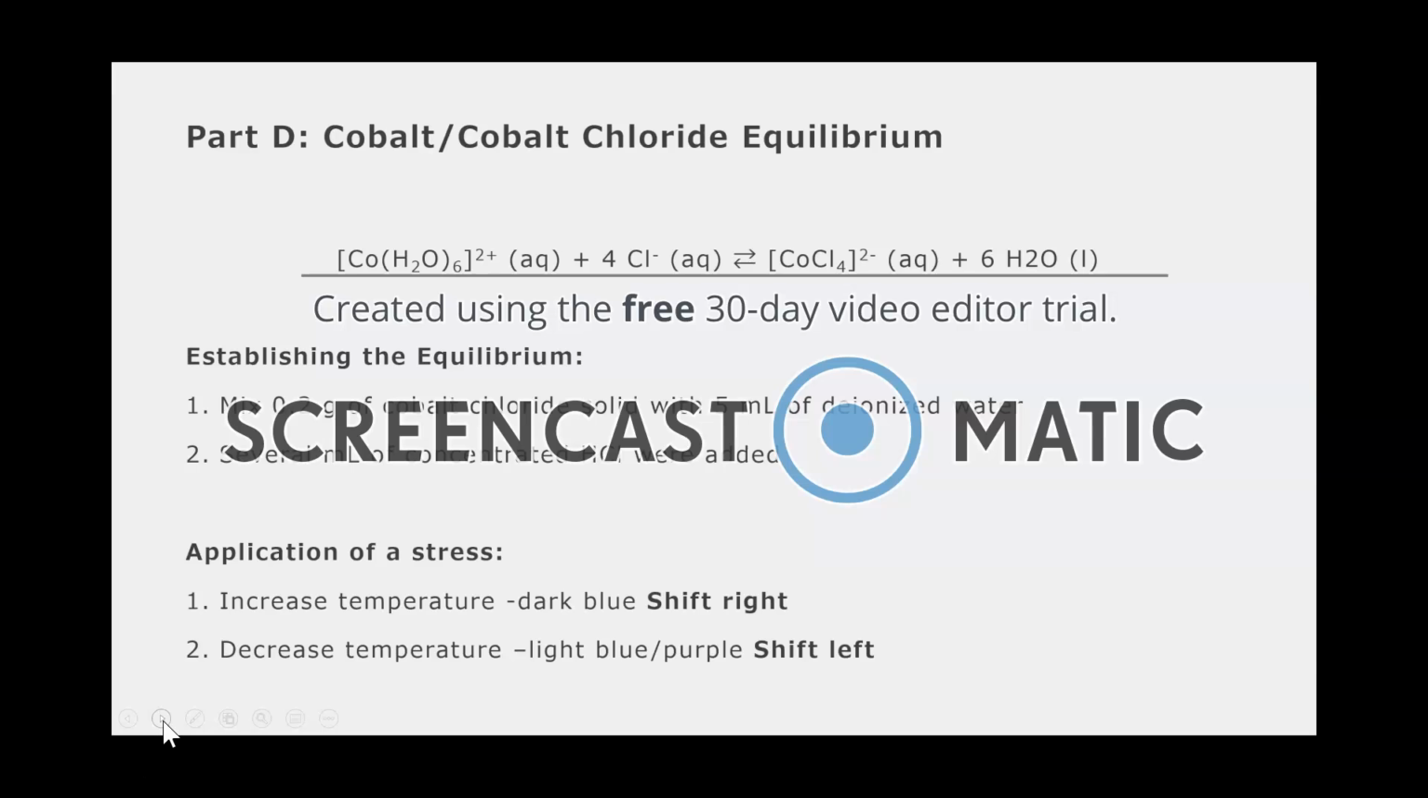There were 2 applications of stress for this equilibrium. The first was an increase in temperature, which caused a dark blue color to form. This had a shift to the right because the equilibrium wanted to move to a state of less heat. And the second application of stress was a decrease in temperature, where a light blue-purple shade was formed, and this had a shift left because heat was released from Co and Cl.